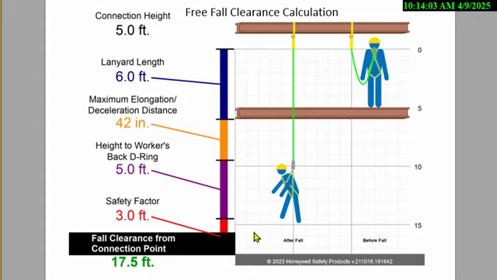This gets frustrating because you don't realize that you've got to know what this free fall distance is. If you get that wrong, you're not going to get the calculation right. And that's, you know, a common error.